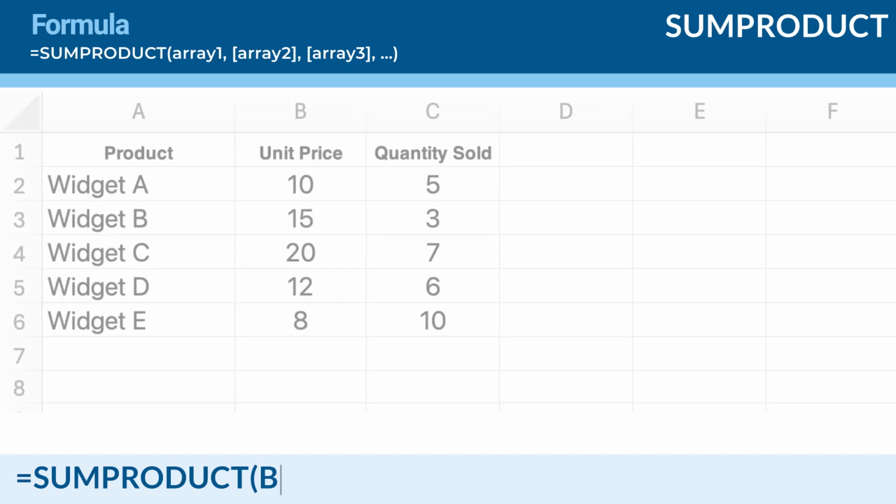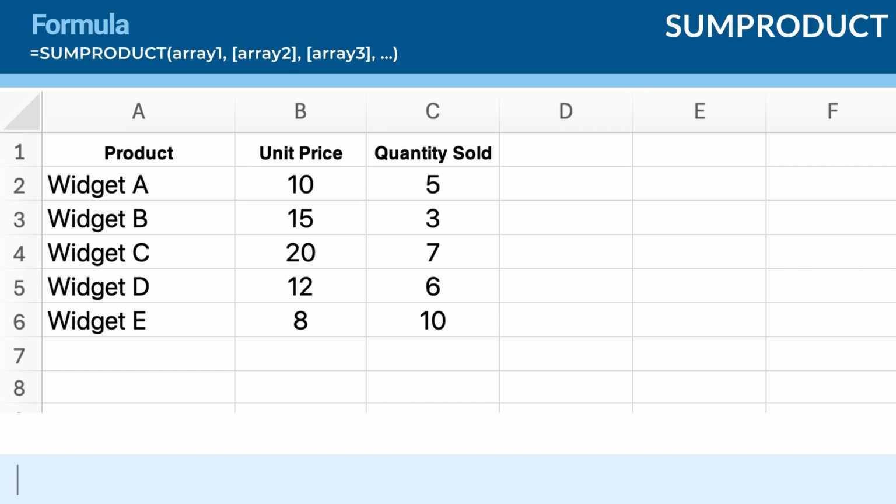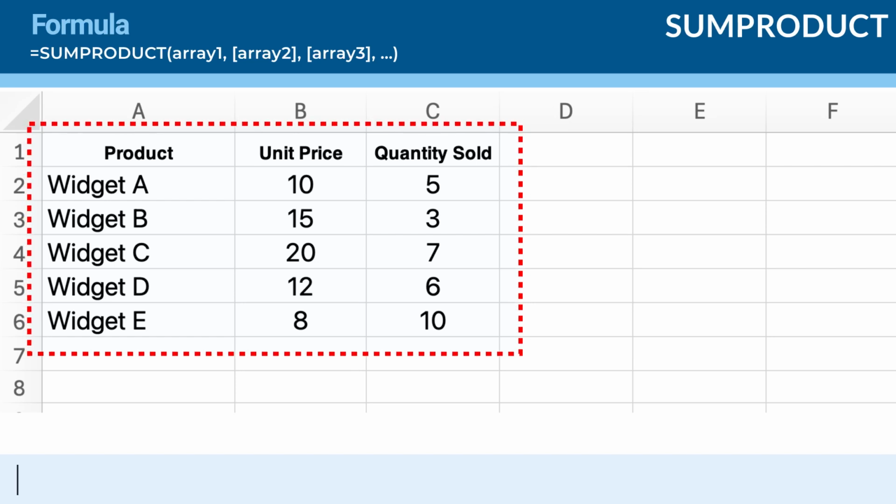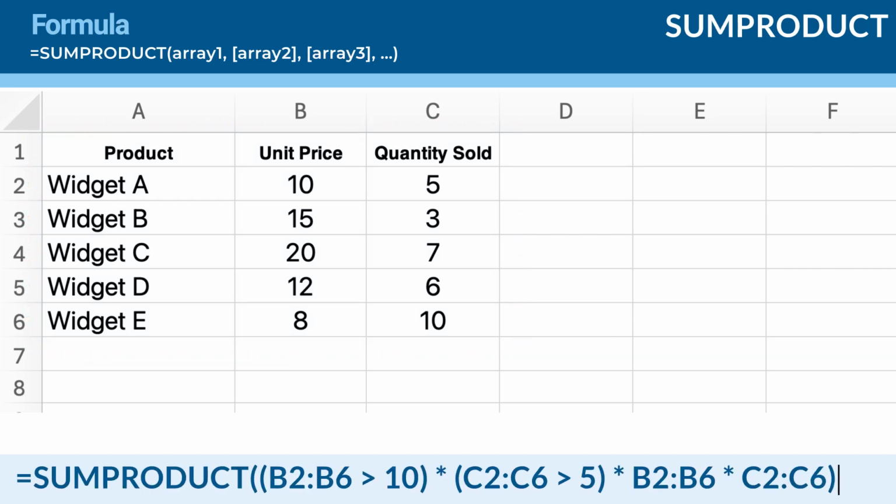Now, let's consider a scenario where you want to calculate total sales for products that meet multiple criteria, such as products priced above $10 and quantities sold greater than 5. In cell D2, enter the formula equals SUMPRODUCT B2, B6. 10, C2, C6, then 5, C2, C6, to multiply the unit prices and quantities only for those products that meet both criteria. Press Enter, and Excel will return 212, which is the total sales amount for products priced above $10 with quantities sold greater than 5.